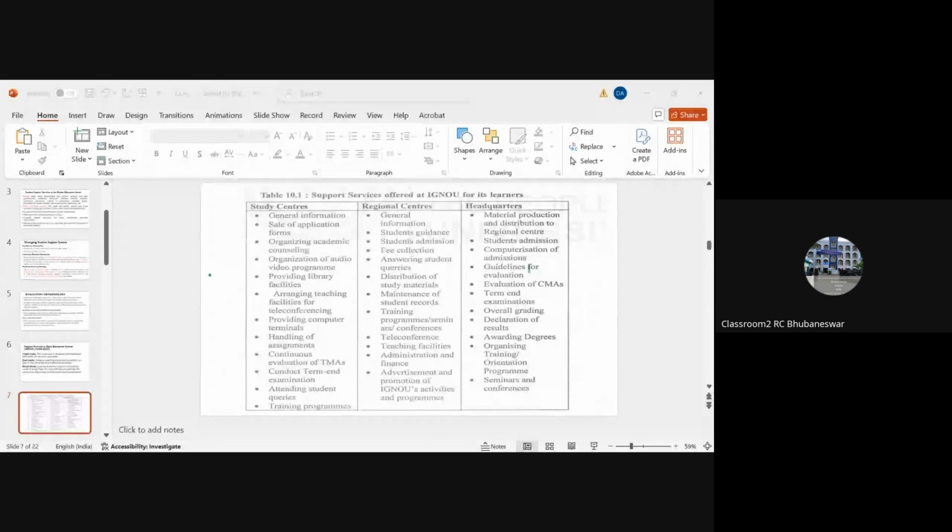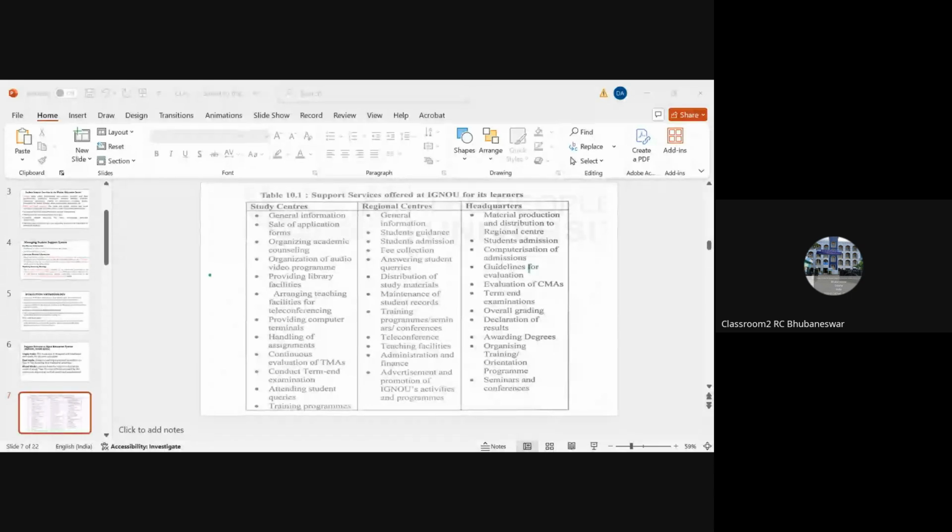Organization of audio video program. Suppose the class is recorded and shared with the students, that is audio. And similarly video programs.